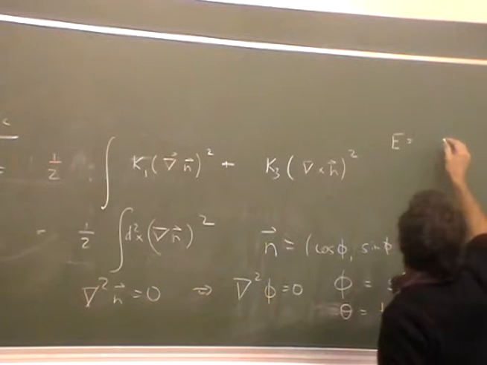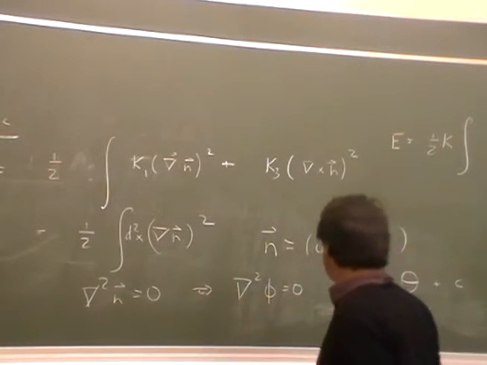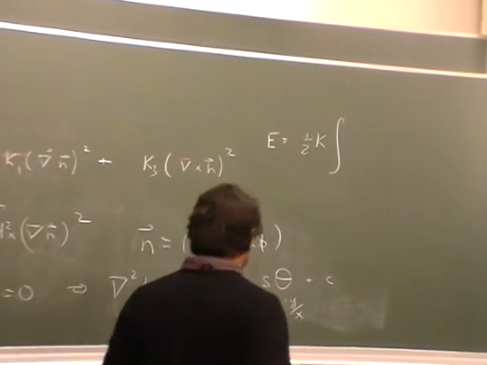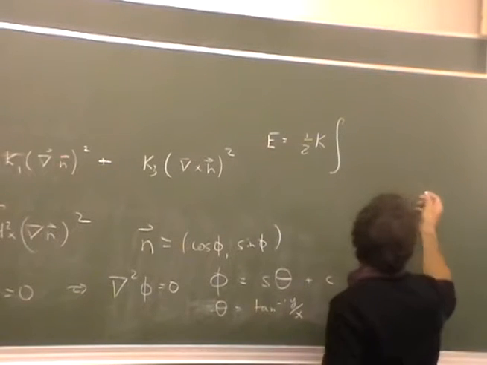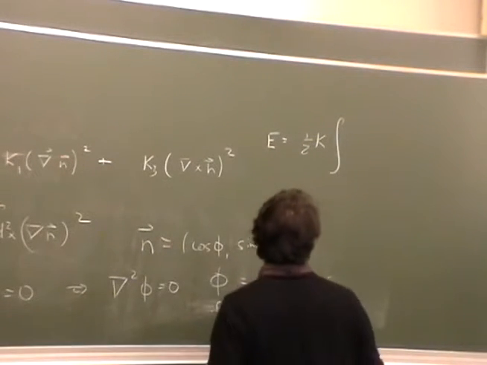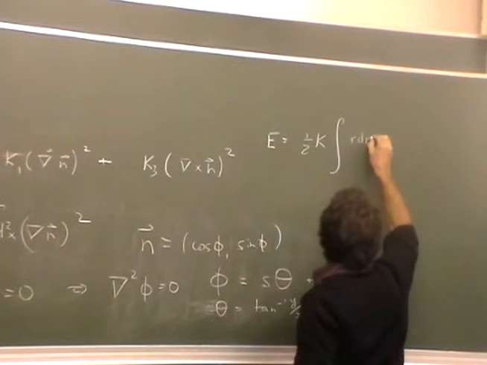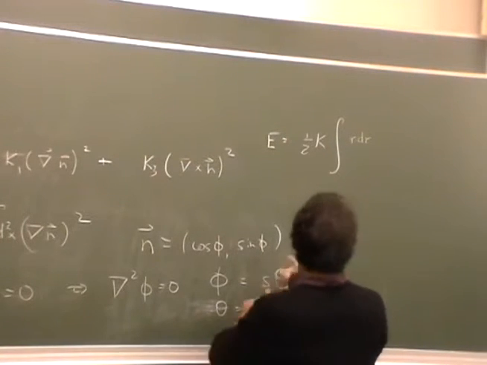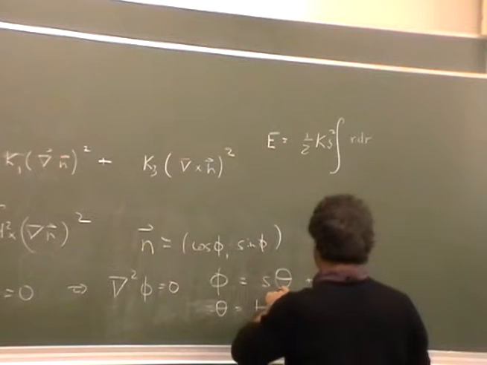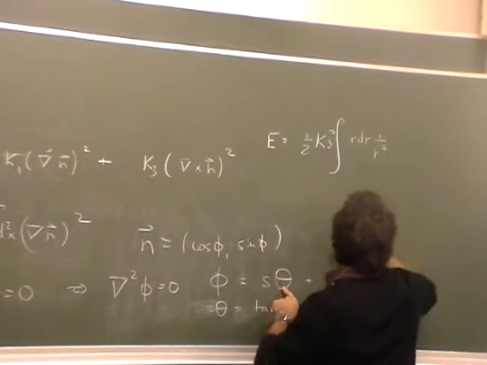So it's just 1/2 k, and then we have the integral. We just have to compute the gradient of this theta. So the gradient just has a term 1 over r d theta. Nothing depends on r in this case. So we have the integral r dr. And we have this squared, so that's the important thing. The strength comes out squared, s squared. This is linear. And we have a 1 over r squared from the derivative.